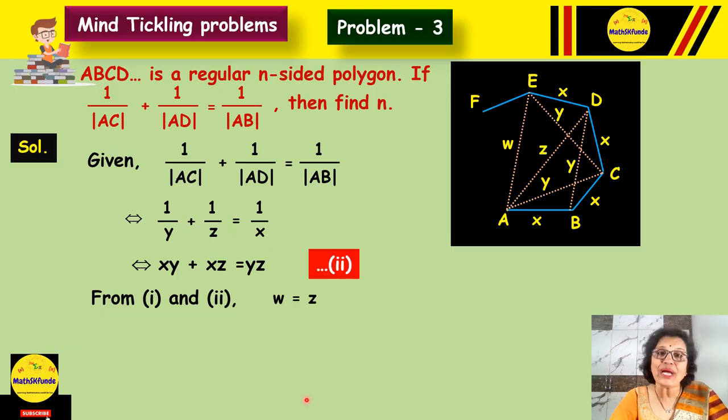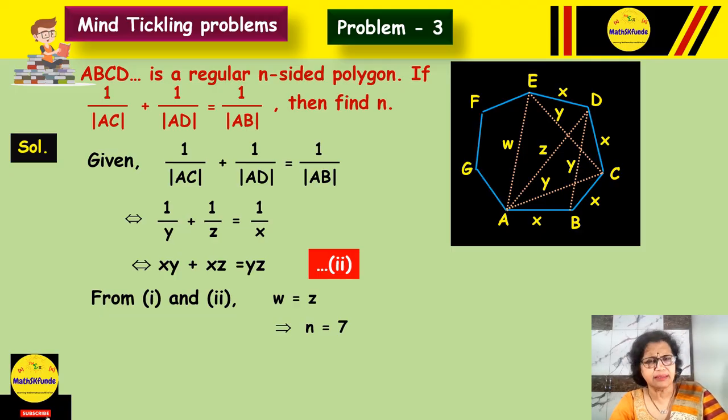Now once you get W equal to Z, this would decide how many vertices there are going to be. That means W and Z are equal. So you can continue in this manner here and you will finally get that n is nothing but 7. So it is a 7-sided polygon. And how would it look? It would look something like this, I guess, right? Now this is my solution and I have found n equal to 7.